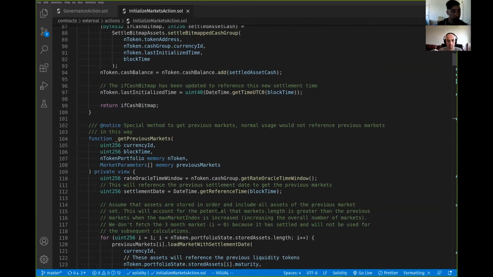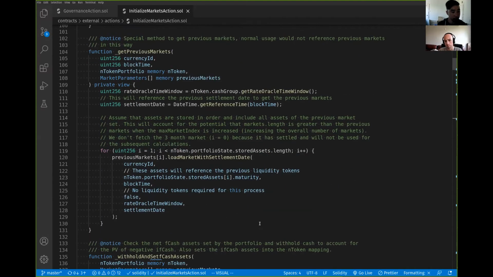The next step is to get the previous markets. Generally, the way the code works when we load markets is we'll fetch the markets that are currently relevant. But we have a special case here in Initialize Markets. We need to reference the Fcash markets that just settled. So we have a special method call for that, load market with settlement date.